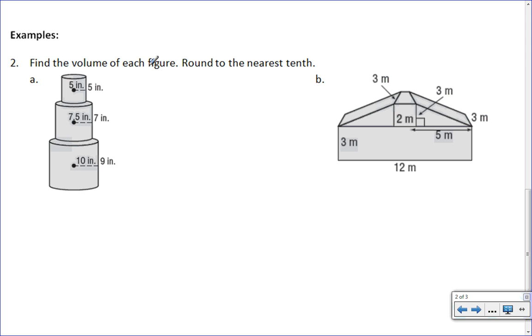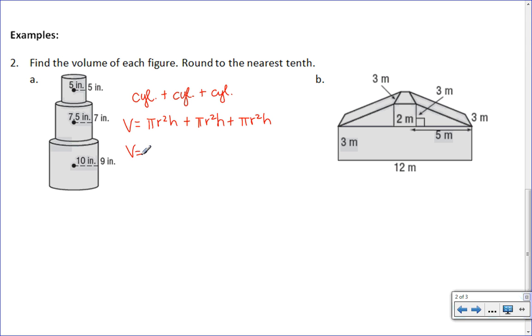So in this first figure, what I see is 3 different cylinders. So I have a cylinder plus a cylinder plus another cylinder. So then the volume for each of these is pi r squared h. And obviously each one will have a different radius and a different height.